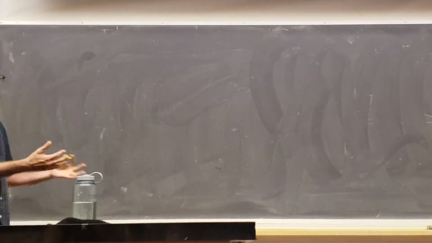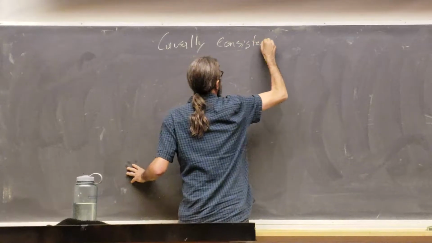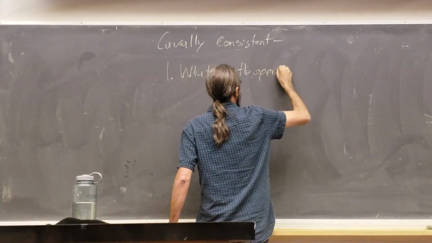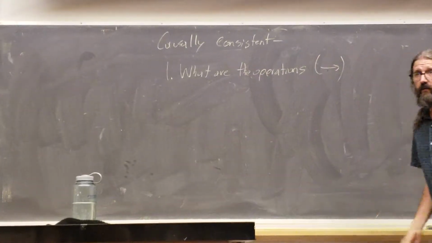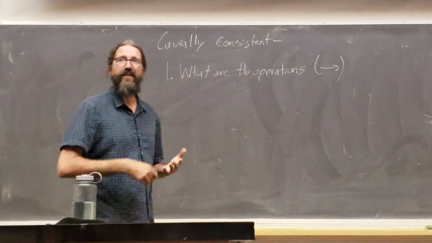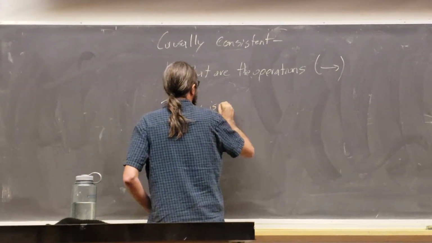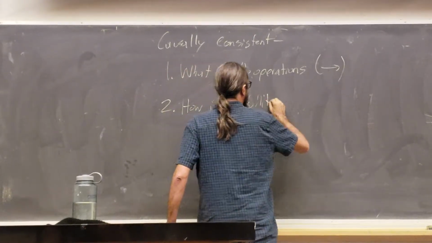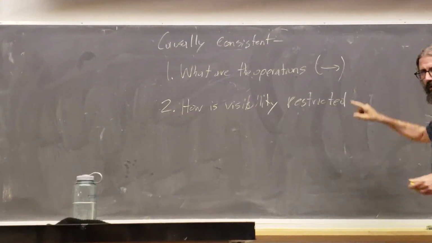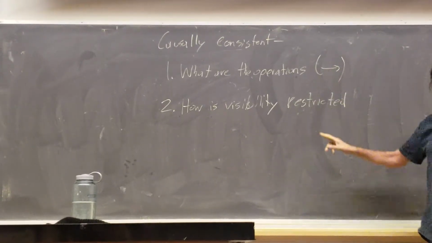But in order to understand what it means for a particular type of system supporting a particular set of operations to be causally consistent, we have to answer two questions. What are the operations that need to be ordered under the happens-before relation? The intuition should be it's going to be the operations that have an effect on the system. The effectful operations are the ones that need to be ordered. The side-effect-free operations don't need to be ordered. And then we have to answer exactly how visibility is constrained or restricted. We need these two pieces to talk about causal consistency. What are the operations that we're talking about ordering? And what are the things that we're not supposed to show a user or something external to the system that would violate our notion of happened before?